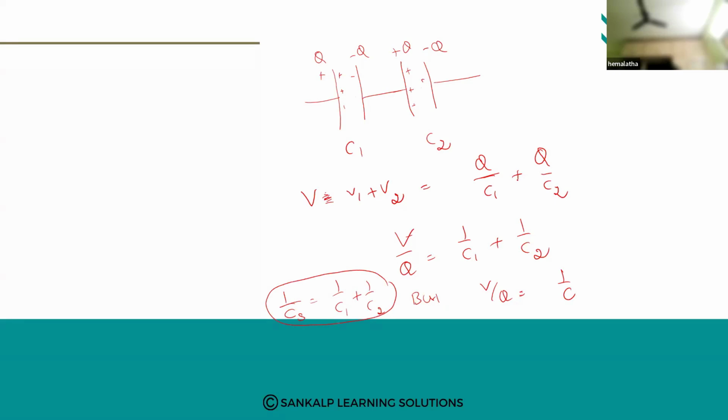So with 2 capacitors. As the number of capacitors increases, 1 by C of S is equal to 1 by C1 plus 1 by C2, and it continues up to 1 by C of N, where N is the number of capacitors. Like that we will arrange.